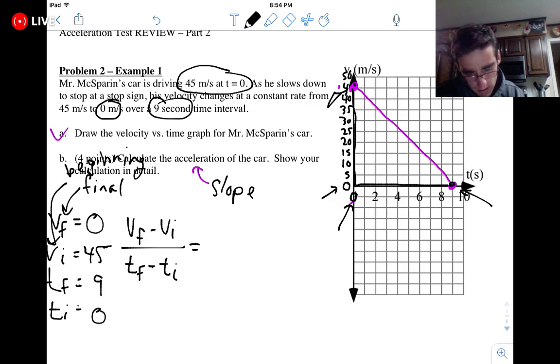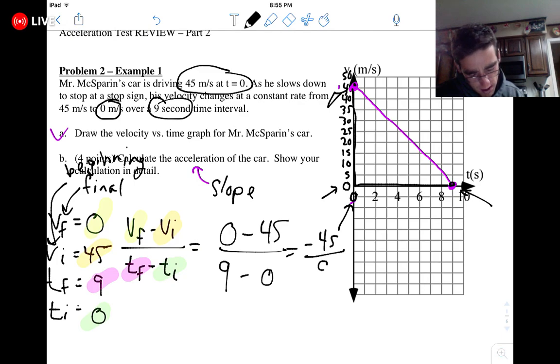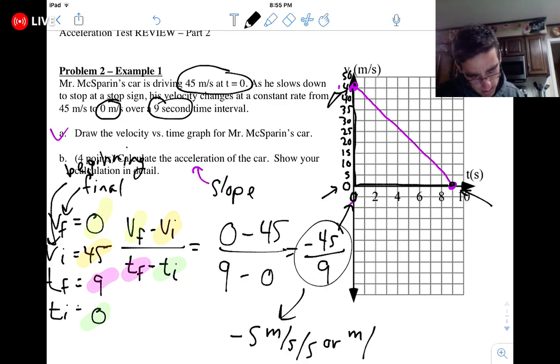Vf goes with Vf, that's 0. Vi goes with Vi, so that's 45. Tf goes with Tf, so that's 9. And then finally, Ti goes with Ti, so that's 0. So I'm going to get negative 45 divided by 9. And if I do that here, it's going to be negative 5. Remember, this is meters per second squared, or you could write it as meters per second per second. I'm really okay with either one.